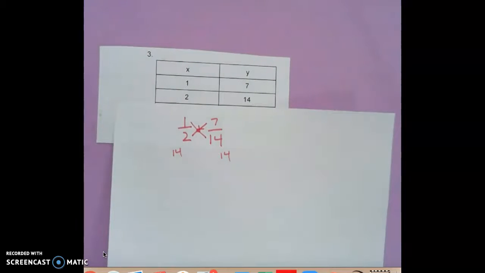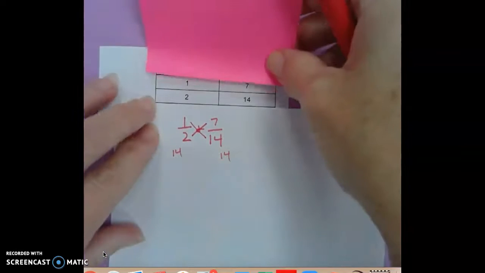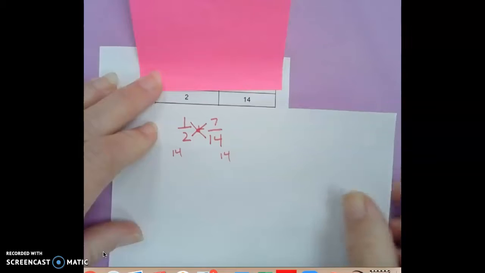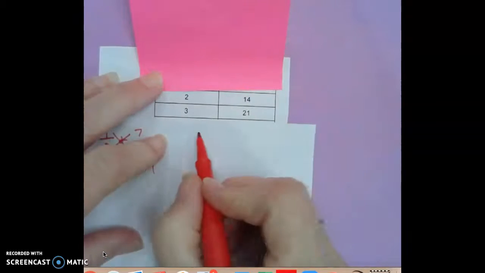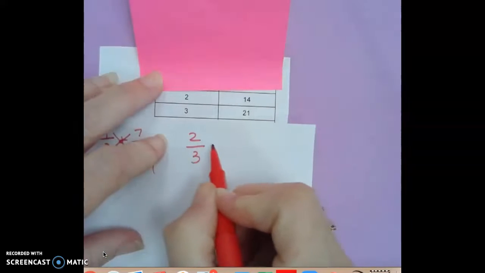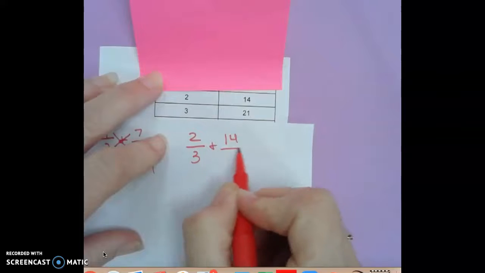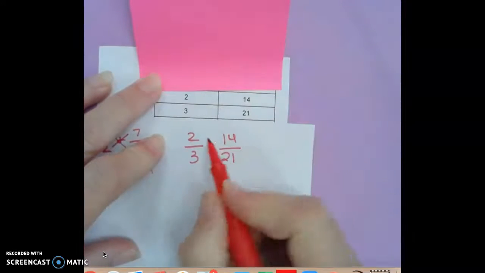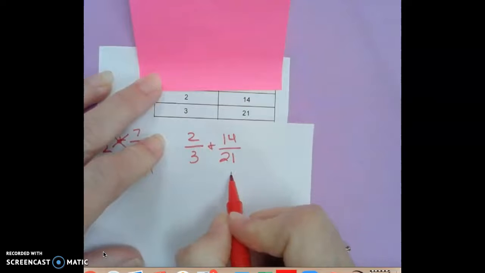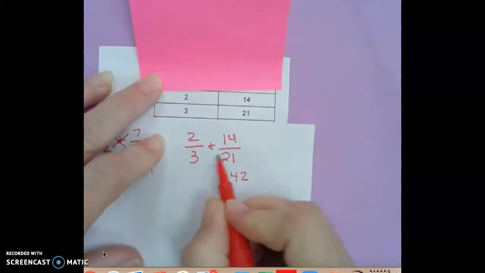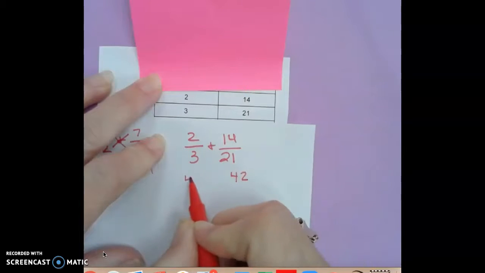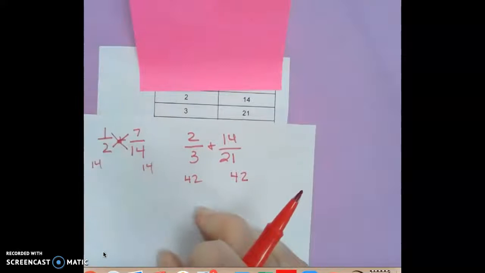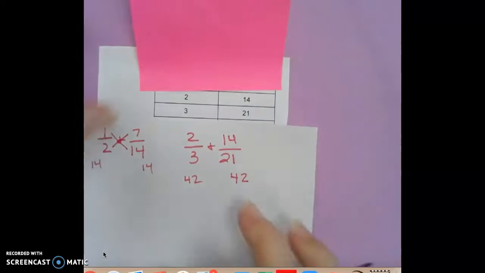So if I cover up that first one and keep going down, I'm going to go down 1. So now I've got 2 over 3 and 14 over 21. If I multiply this, that's going to give me 42, and that gives me 42 also. So I know that, yes, I am still proportional.